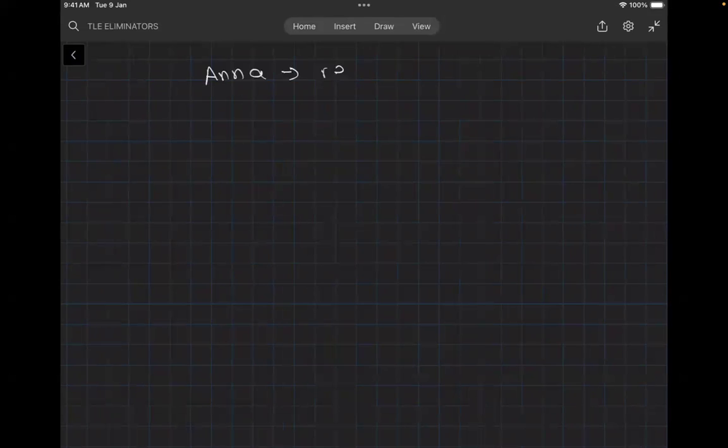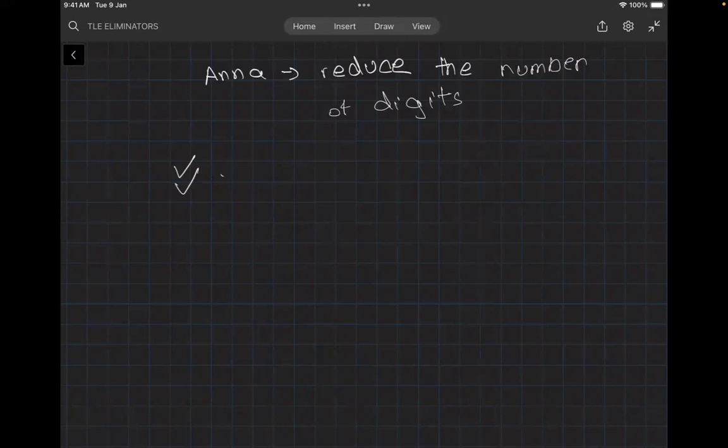So if this much is clear, what is Anna's job? Anna's job is to reduce the number of digits. And can Anna reduce the number of digits? Yes, she can. How will she reduce the number of digits, guys? Let's say there is 100. Can you reduce the number of digits here? Yes, you can convert 100 to 1.